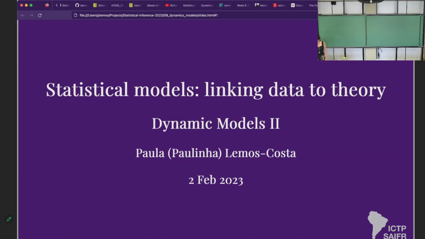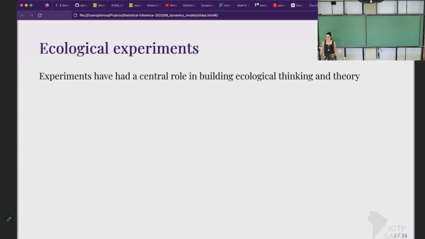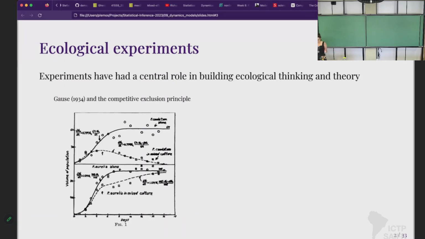So for our class today, I'm going to show a slightly different way of dealing with dynamic models than what Diogo showed. And hopefully you will get excited and it will make sense. What I'm going to show is based on ecological experiments. Ecological experiments have had a central role in building both ecological thinking and theory. And this comes back to the work of Gauss, when he did the experiments showing the competitive exclusion principle. You probably saw this in Roberto's class.